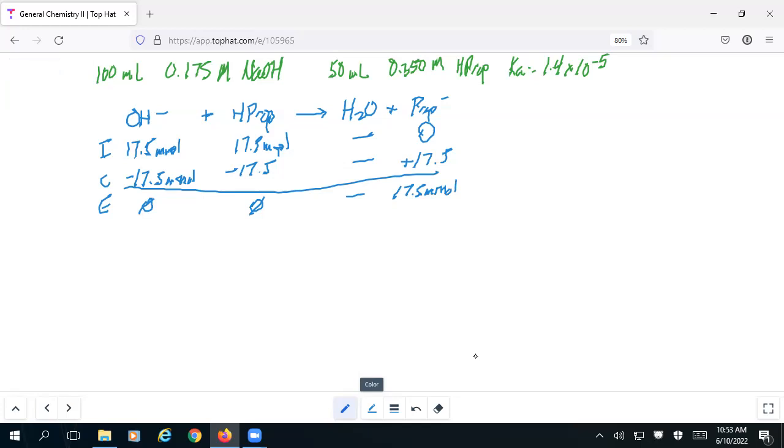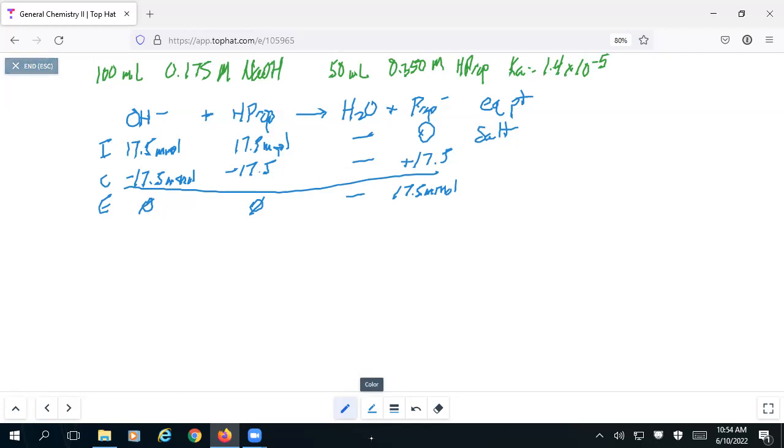So recognition at this point should indicate, look, I've got nothing left from the reactants. Nothing. All that I have left is the product. So this is the equivalence point. And so we need to treat this like a salt.